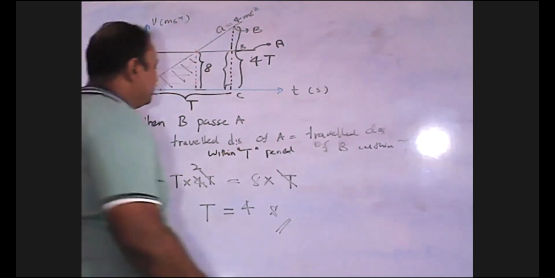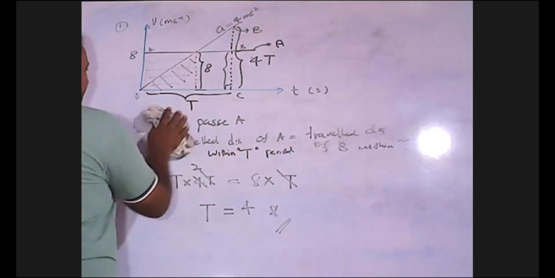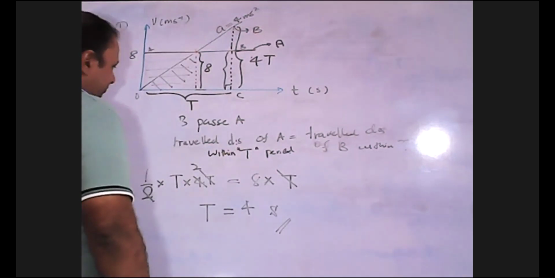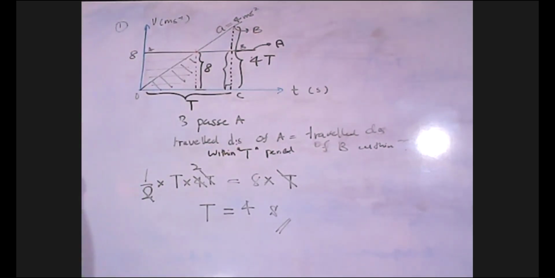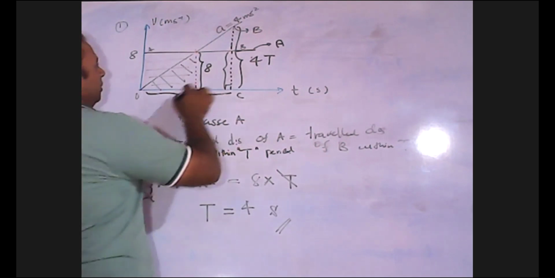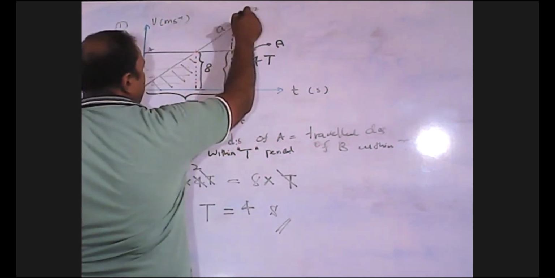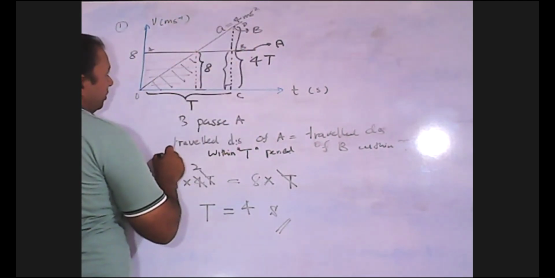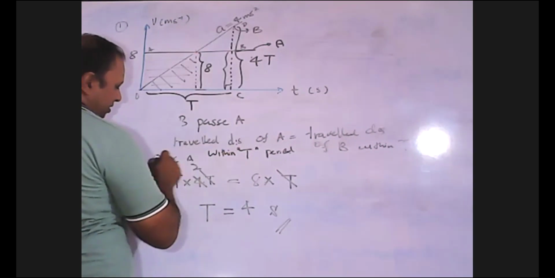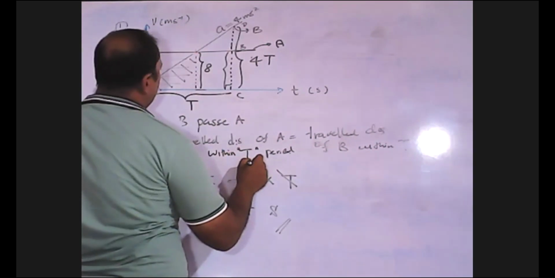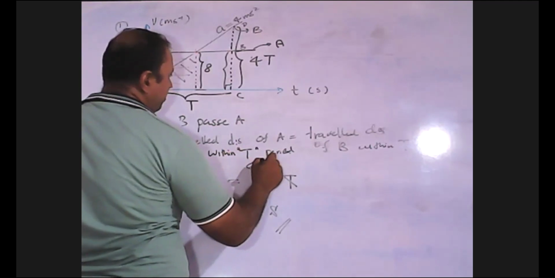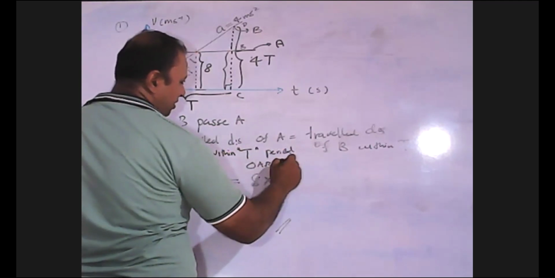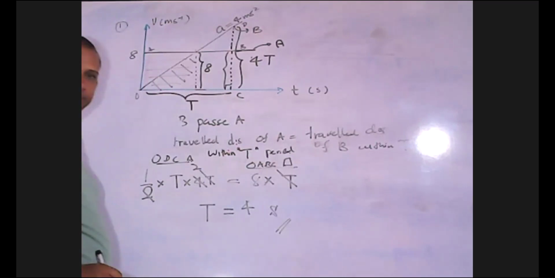Okay. The second question. This one is, suppose ABC. This is the ODC triangle. This one is the OABC rectangle. Look at that.